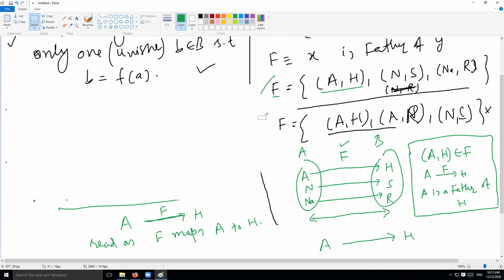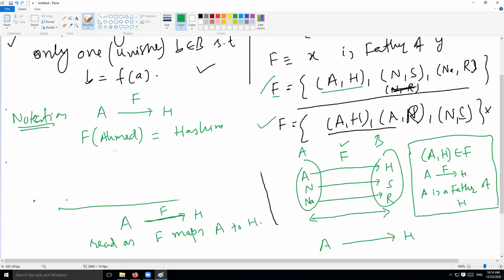So as per the definition of the function, this second one does not make sense. It does not follow the definition of a function. It's a relationship, but not a function. Another thing, here's a notation. Whenever I'm saying that A is mapped onto H under relationship F, I can also write that F of Ahmed is Hashim, right? By the way, this Ahmed, some people like to call it the input. So this is an input in the relationship F, and H is really the output.